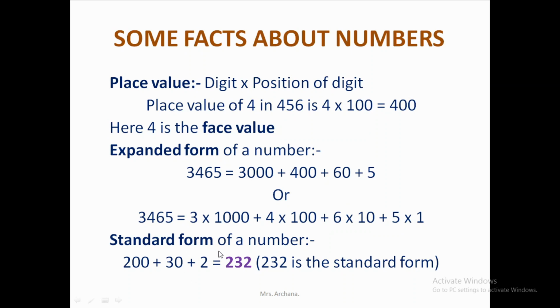Both are correct. Then how to write the standard form of a number? Already we have learned expanded form. So from expanded form we can go to the standard form. This is the standard form and this is the expanded form. So when we ask you what is the standard form, then what question will we give? We will give the expanded form of a number. See here I have given the expanded form, that is 200 plus 30 plus 2. That is 232. This is the standard form of this expanded form.